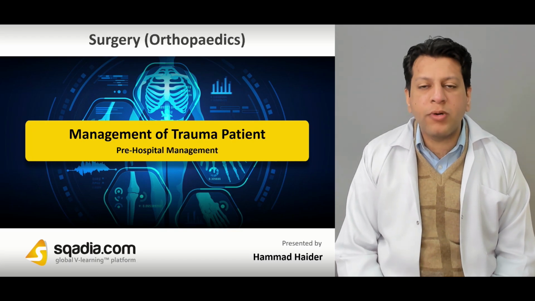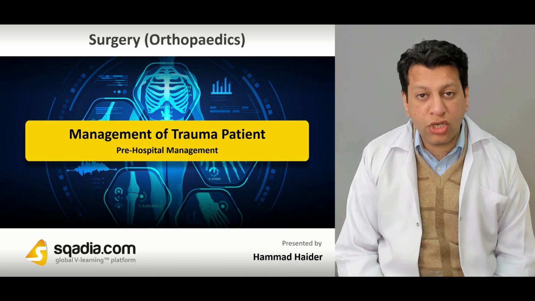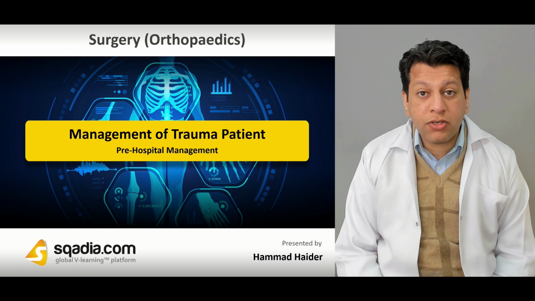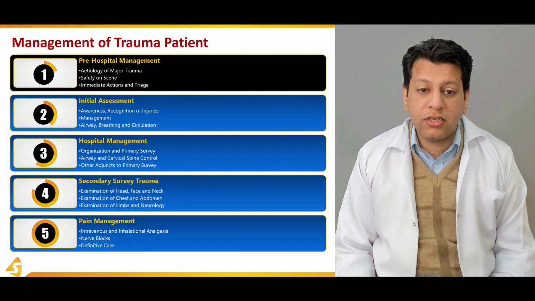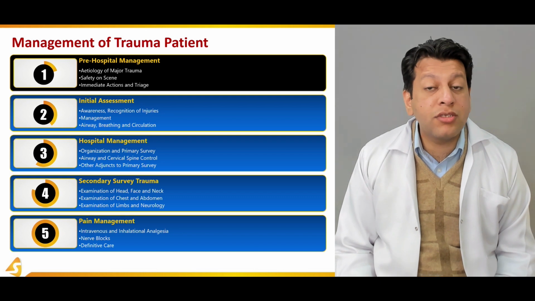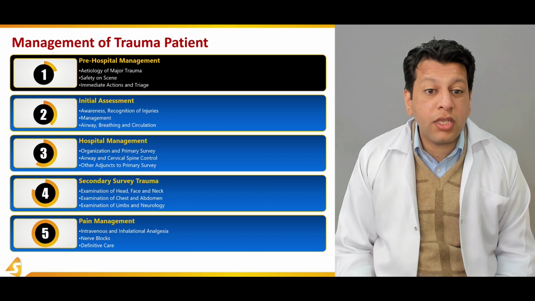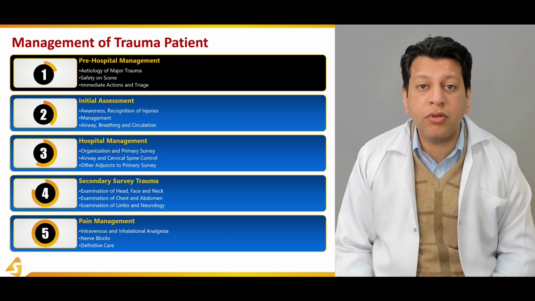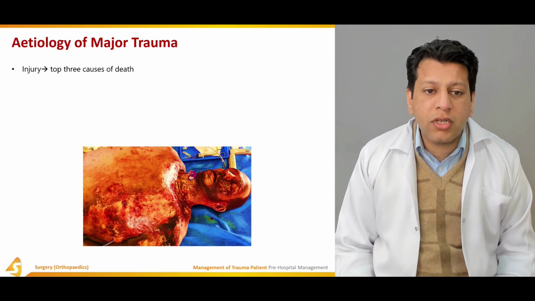Now, moving on to our first section, that is the management of the trauma patient as far as pre-hospital management is concerned. As you know, management on the scene is as important as hospital management. In this section, we will briefly discuss the etiology of major trauma, what the different causes are, safety on scene and immediate action, and triage which may need to be done for taking the patient to a hospital.